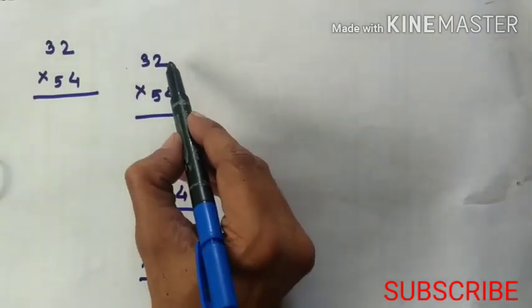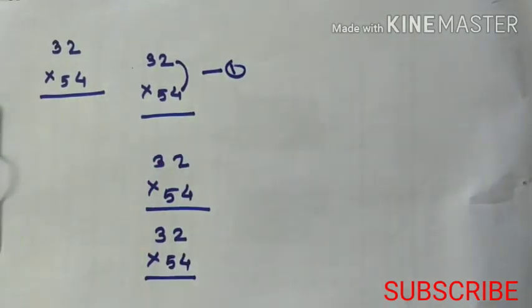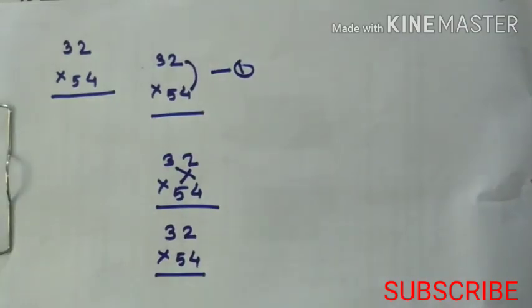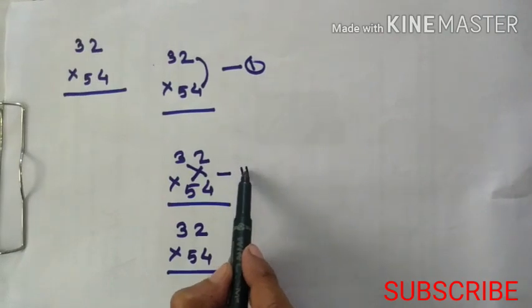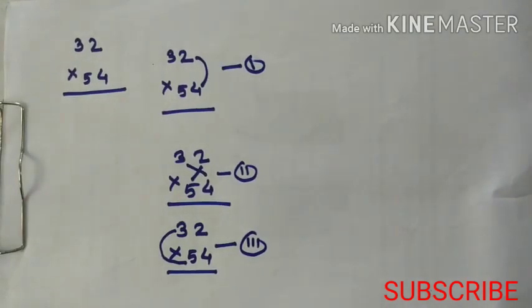First step, I am writing here, you have to multiply 2 and 3. Second step, cross multiplication and addition. And third, you have to multiply these two numbers. Now we are applying this into the actual example.